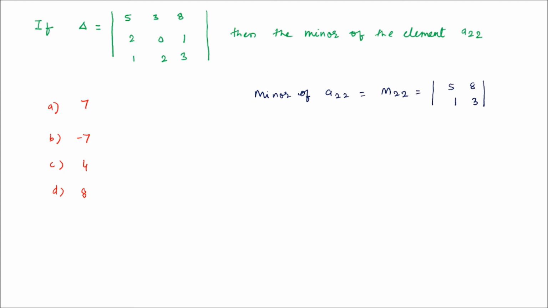This is the given determinant, and we have to write the minor of the element a22. Minor of the element a22 means second row, second column, so we delete the second row and second column. The remaining determinant is 5, 8, 1, 3. The minor is the determinant obtained by deleting the second row and second column. So it will be 5 into 3, 15, minus 8, which is 7. This will be our answer.